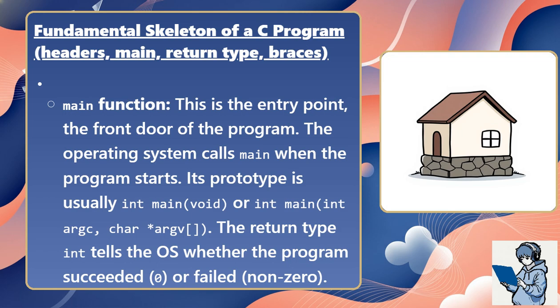Its prototype is usually int main(void) or int main(int argc, char *argv[]). The return type int tells the operating system whether the program succeeded (0) or failed (non-zero).